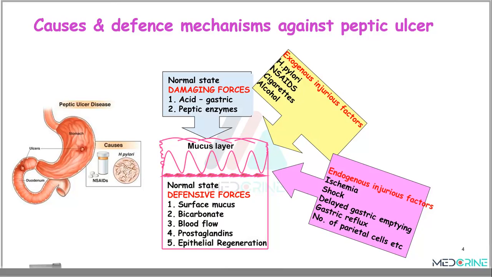The exogenous injuries that are prone to cause peptic ulcer disease are Helicobacter pylori, non-steroidal anti-inflammatory medications, cigarette smoking, and alcohol. Some of the endogenous injury factors are ischemia, shock, delayed gastric emptying, gastric reflux, and the number of parietal cells present. So all of these are responsible for the formation of a peptic ulcer.